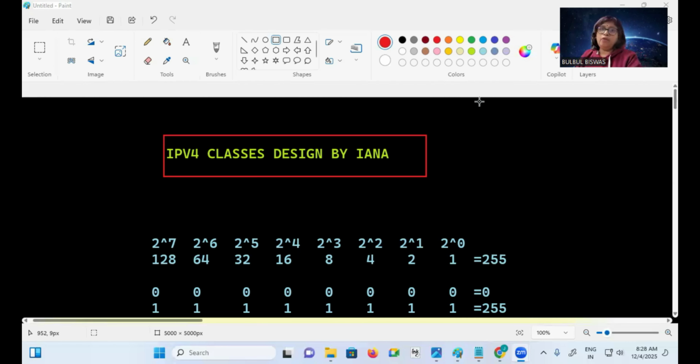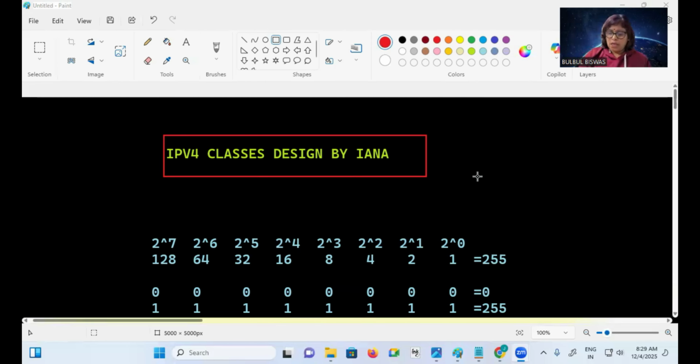In the same way, when the IP address was designed, it is nothing but a binary number. So here in the IP address, we are dealing with nothing but binary numbers. Okay. So in this video, I am going to describe how IANA has reserved all these bits for every class. That's why I have mentioned in today's video: IPv4 classes designed by IANA.